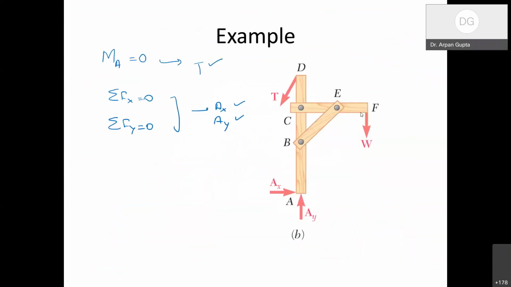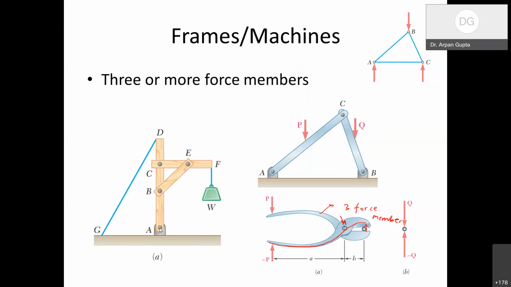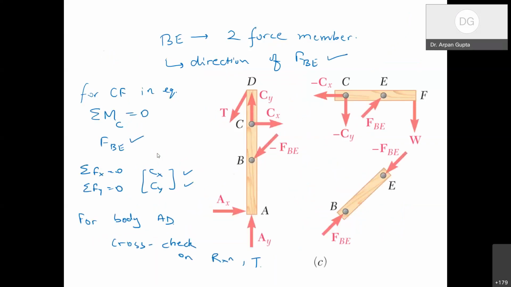Okay, so this is an example that we saw in the last class, and this was quite straightforward. At the point A, we were able to get the two reactions as well as the tension in the rope GD. We were able to solve for that right from the beginning. After finding the reactions, we moved to individual bodies, and then we were able to solve for the internal forces, Cx, Cy, Fbe, and so on.